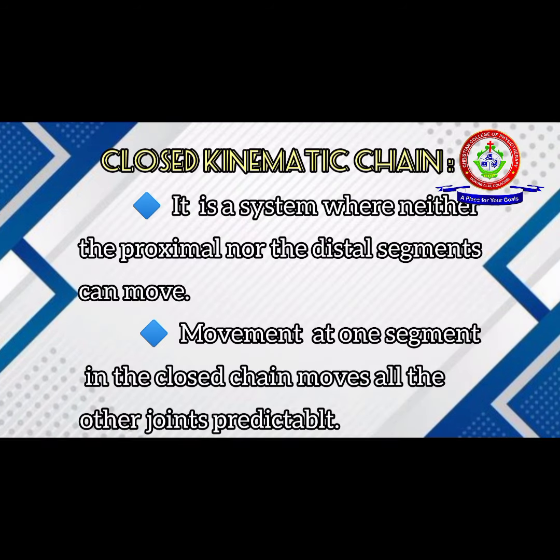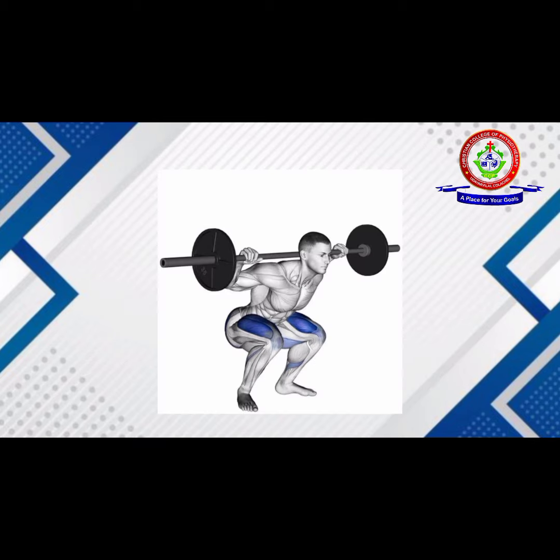Next we learn about the second one, that is closed kinematic chain. It is the system where neither the proximal nor the distal segments can move freely. Movement at one segment in the closed chain moves all the other joints predictably. For example, during the squat, the movement at the knee joint accompanies movement at the hip and the ankle joint.